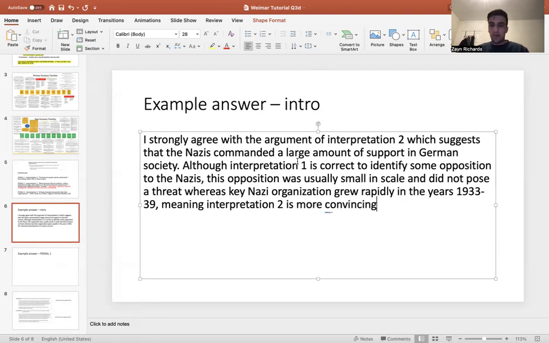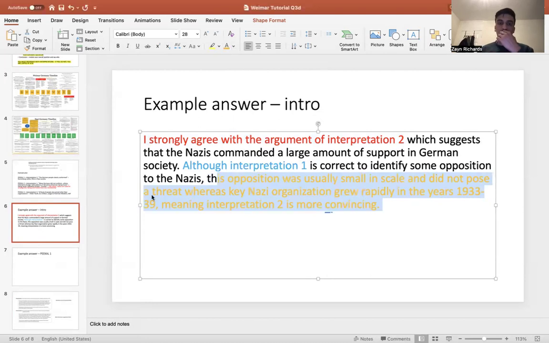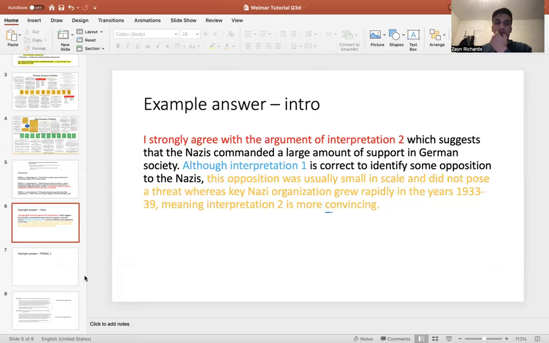Okay, so again, think about the ingredients. So I'm then in red, I am stating my opinion. I'm then recognizing the other interpretation here. And then my key thing is, this is my argument. So this bit I'll put in like a gold color. So that's the most important part. I'm giving my argument straight off the bat, okay?